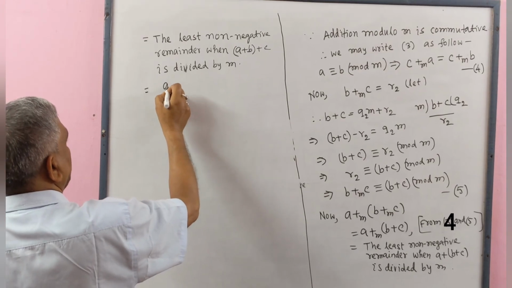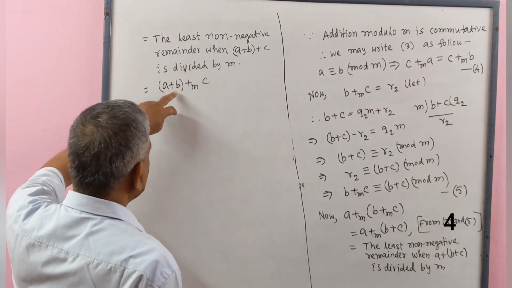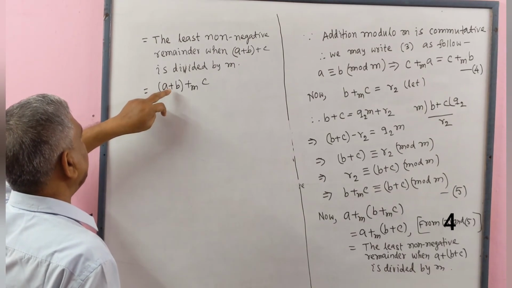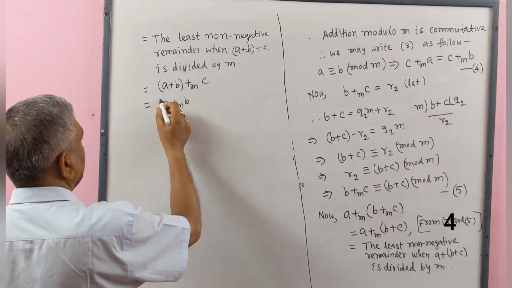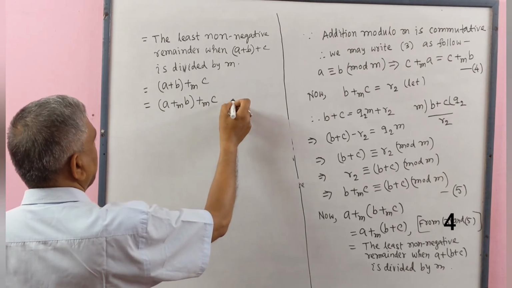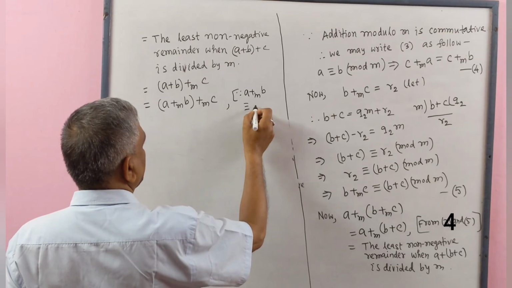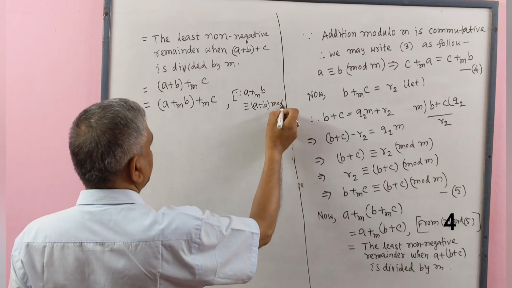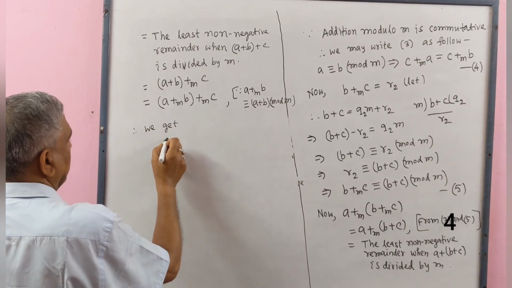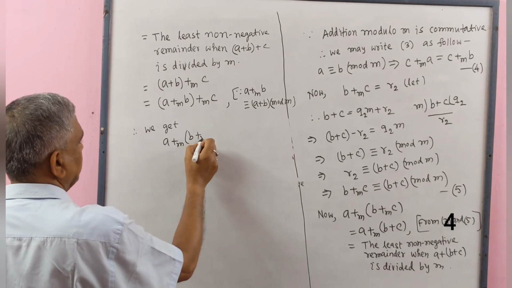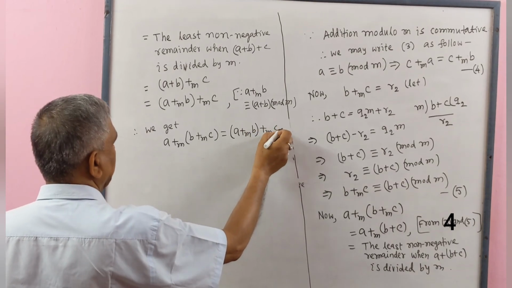This is equal to A plus B addition modulo M C. And since A plus B is congruent to A addition modulo M B, in place of this we may write A addition modulo M B addition modulo M C. Since A addition modulo M B is congruent to A plus B modulo M, therefore we get A addition modulo M, under bracket, B addition modulo M C equal to, under bracket, A addition modulo M B, addition modulo M C.